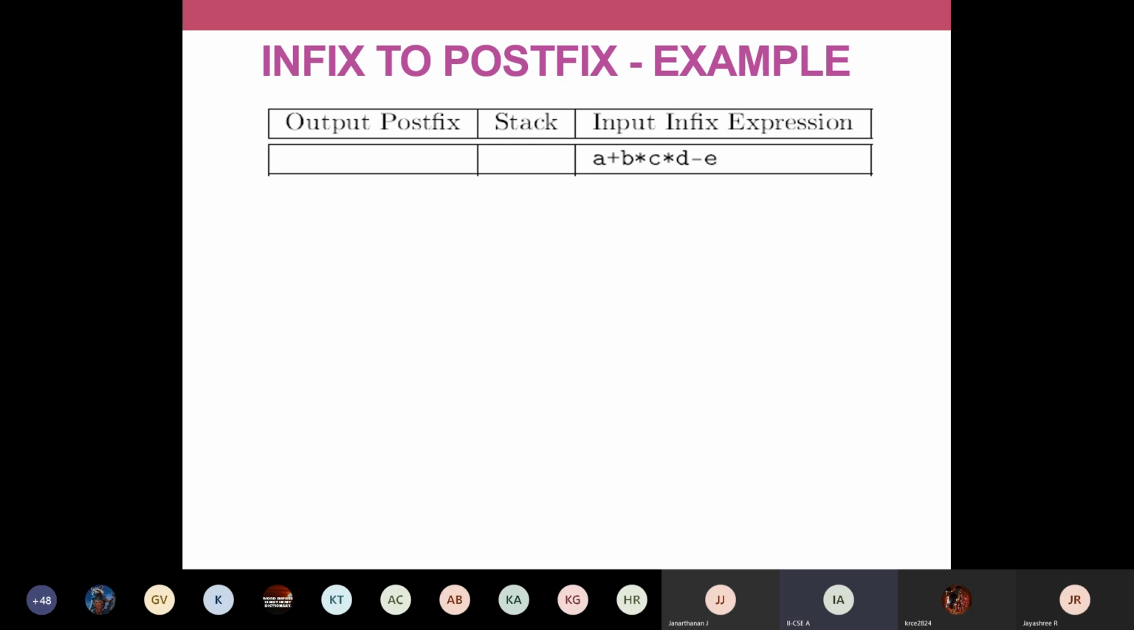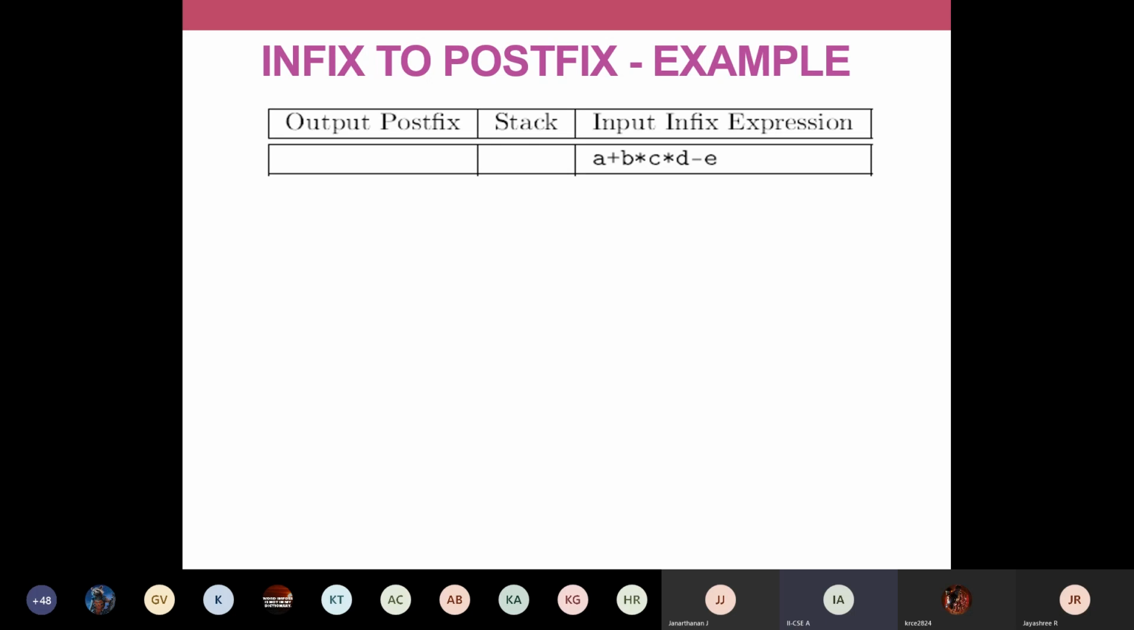So a is a token, plus is a token, b is a token. Count the number of tokens: 1, 2, 3, 4, 5, 6, 7, 8, 9. So there are 9 terms, and you will have a table with 10 rows. Draw a table like that. First, this is your output: the first column is to write your postfix notation as the output.